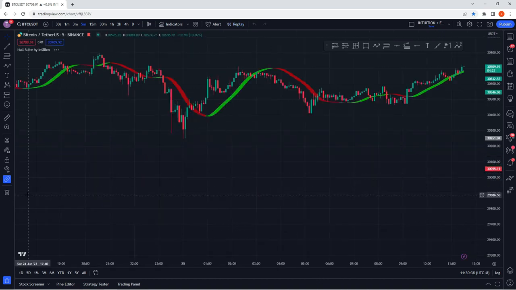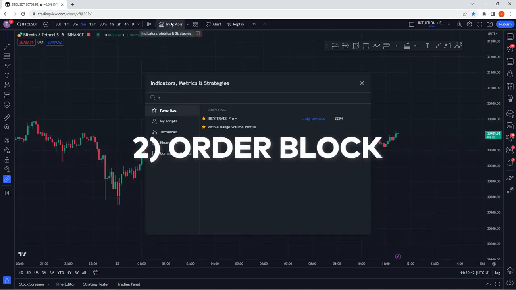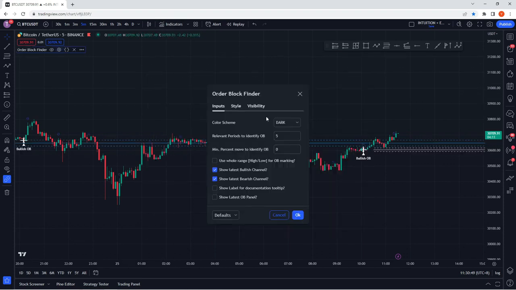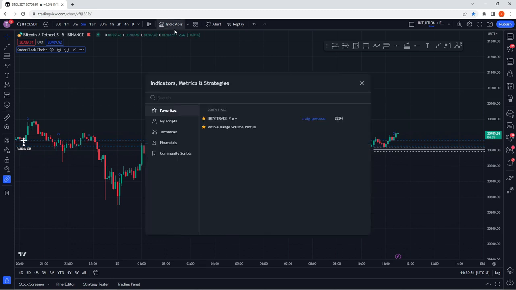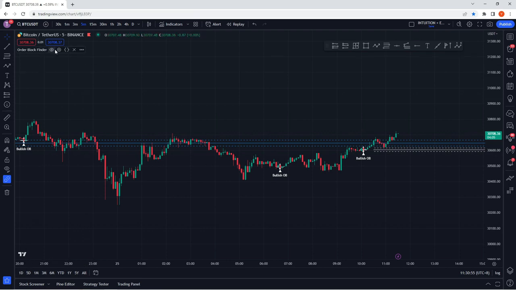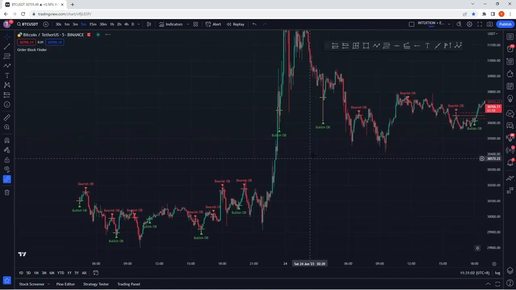So let's move on to the second indicator, which will be the order block indicator. In this case, you just go to the indicators, search up order block, and click on the first one. Here it says experimental. This is up to your own preference, but you can change the color scheme to bright, and this will help you to see a lot of things.